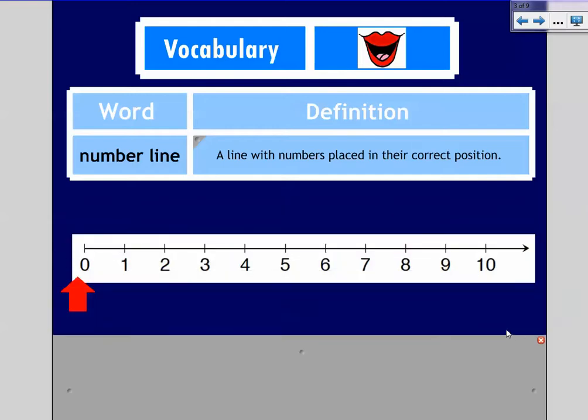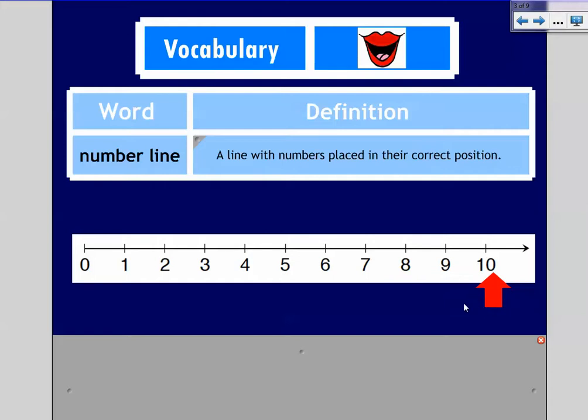This is an example of a number line that you'll see in math. It has numbers that go in a specific order in a straight line. This number line starts at 0 and goes to 10. Just like with a number grid, I can use my number line to help me count forwards. 1, 2, 3, 4, 5. Backwards. 5, 4, 3, 2, 1. And I can use it to help me with my skip counting. 2, 4, 6, 8, 10.